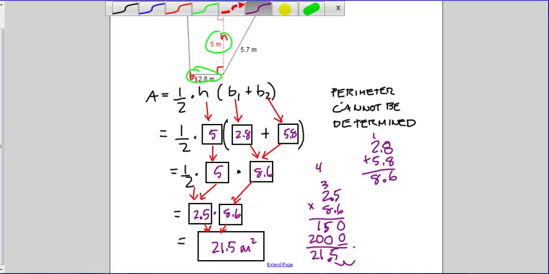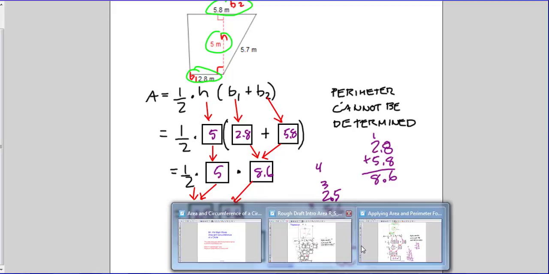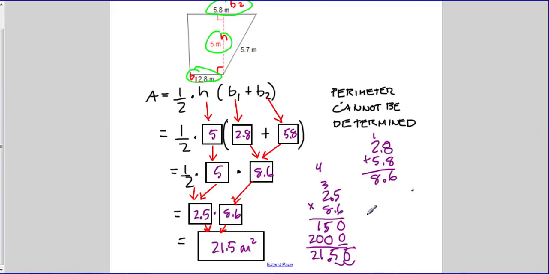That's supposed to be a 0 there. It is a 0, but it doesn't look like one. Okay. So this means inside this trapezoid I could fit 21.5 squares that are 1 meter by 1 meter.